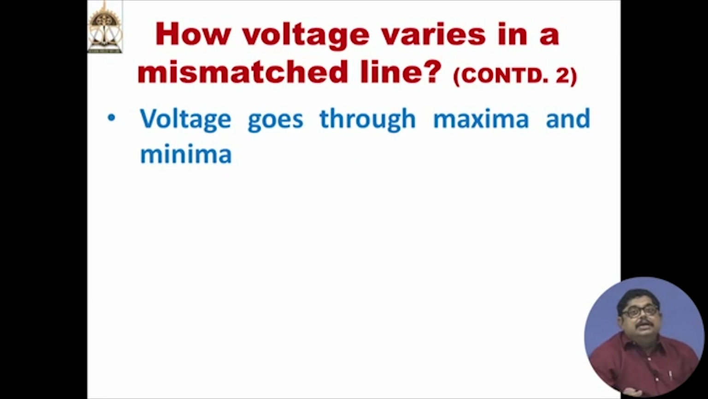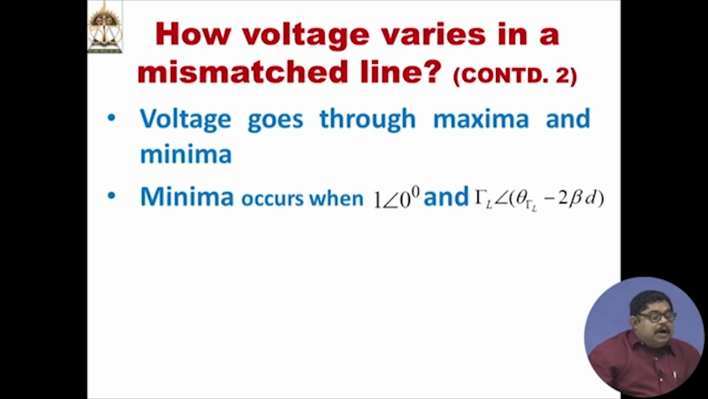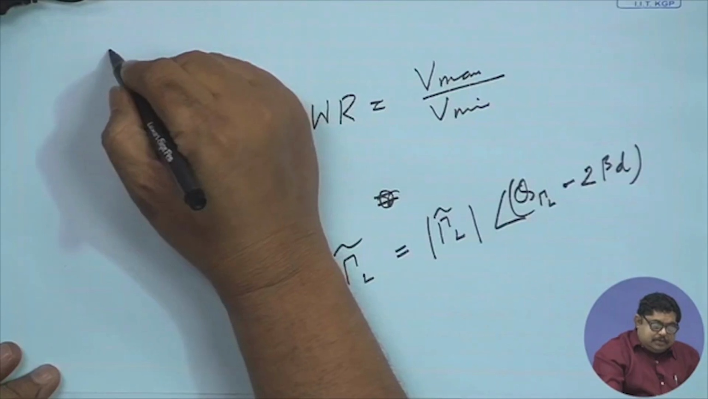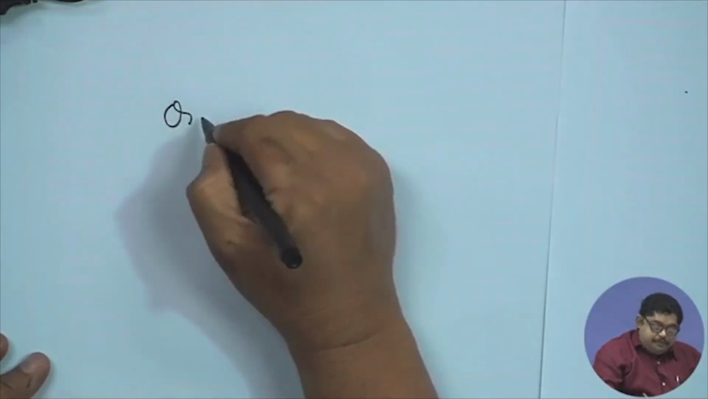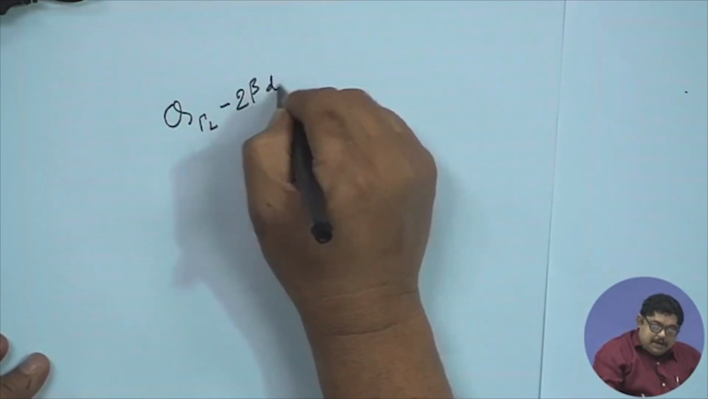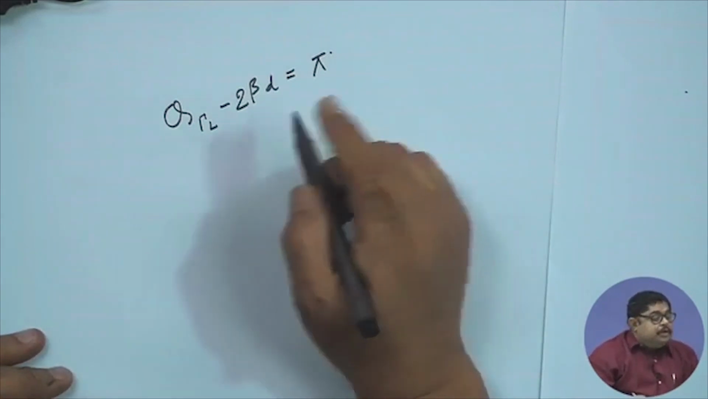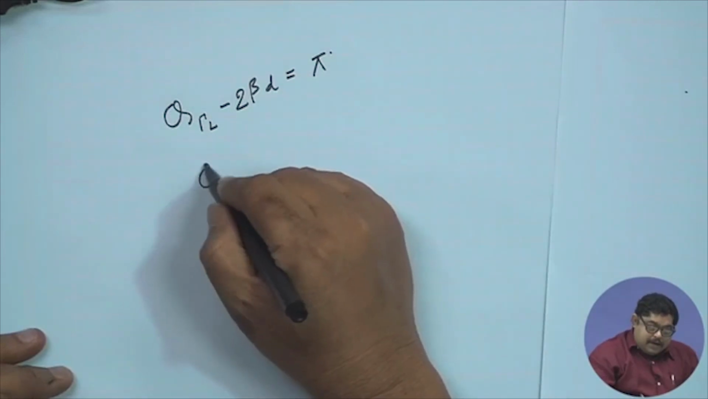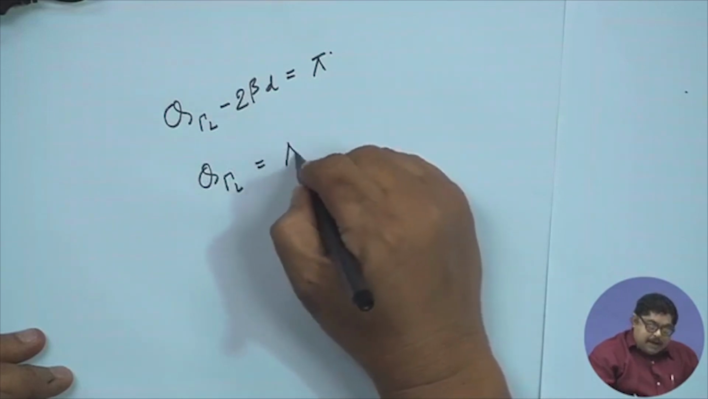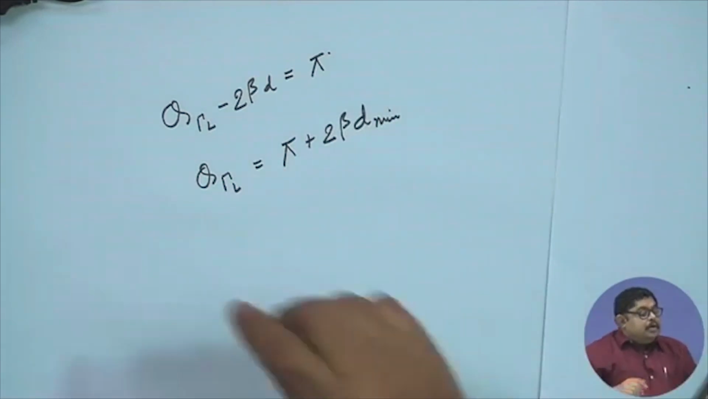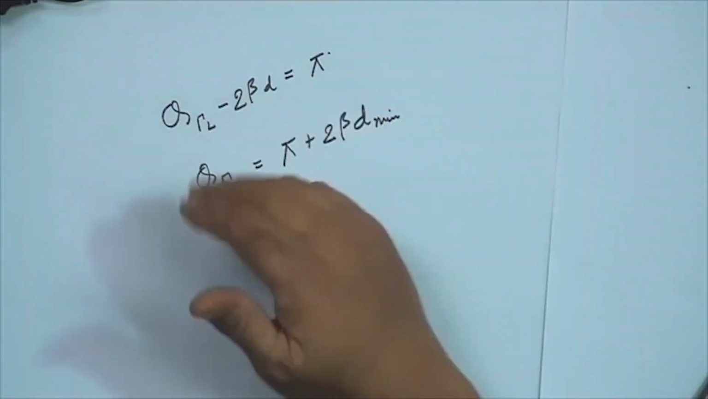So, now we can see that the voltage goes to maxima and minima if we move along the line. Minima occurs, as I said, when these two phasors are collinear but opposite. So, you can do that, that means opposite means this theta gamma L minus 2 beta d should have an angle pi, then only the two phasors will be opposite. So, from this you can find out theta L is pi plus 2 beta d, we are calling that d minimum.